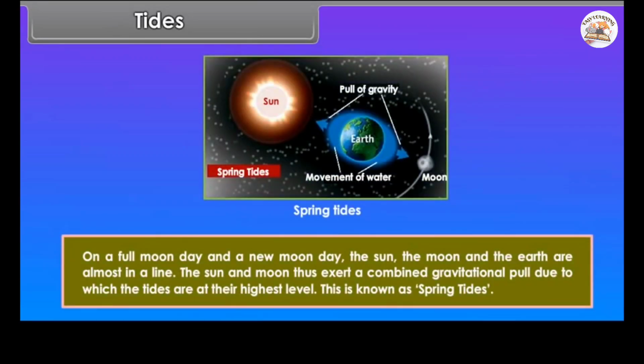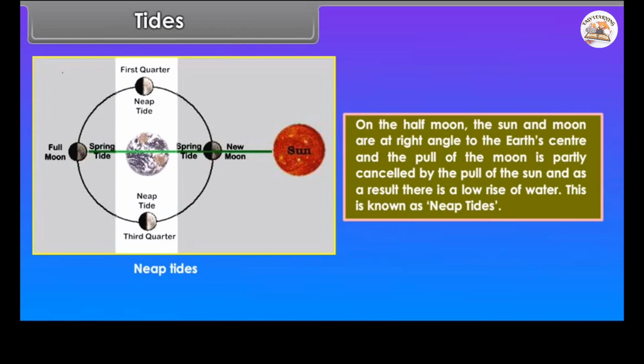On a full moon day and a new moon day, the sun, the moon and the earth are almost in a line. The sun and moon thus exert a combined gravitational pull, due to which the tides are at their highest level. This is known as spring tides. On the half moon, the sun and moon are at right angle to the Earth's center, and the pull of the moon is partly cancelled by the pull of the sun. And as a result, there is a low rise of water. This is known as neap tides.